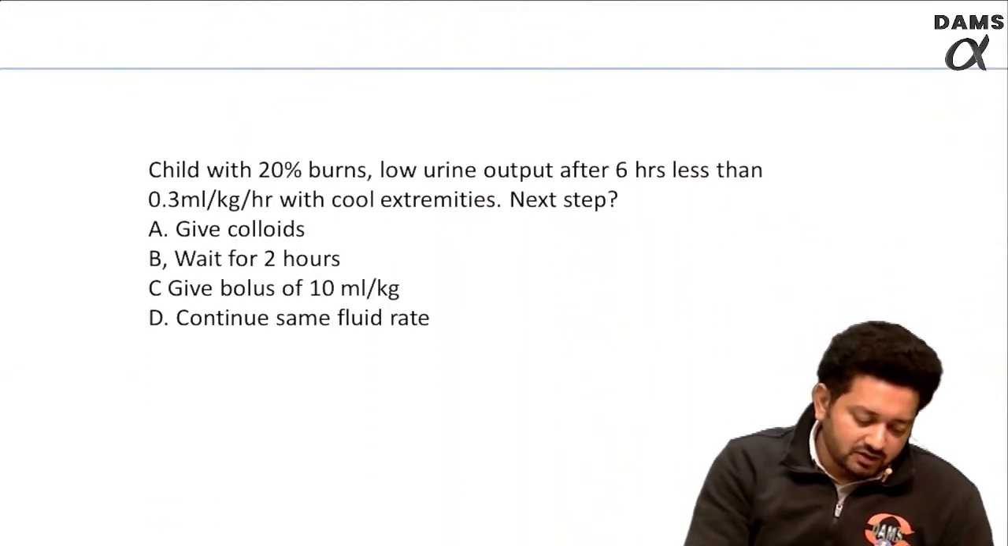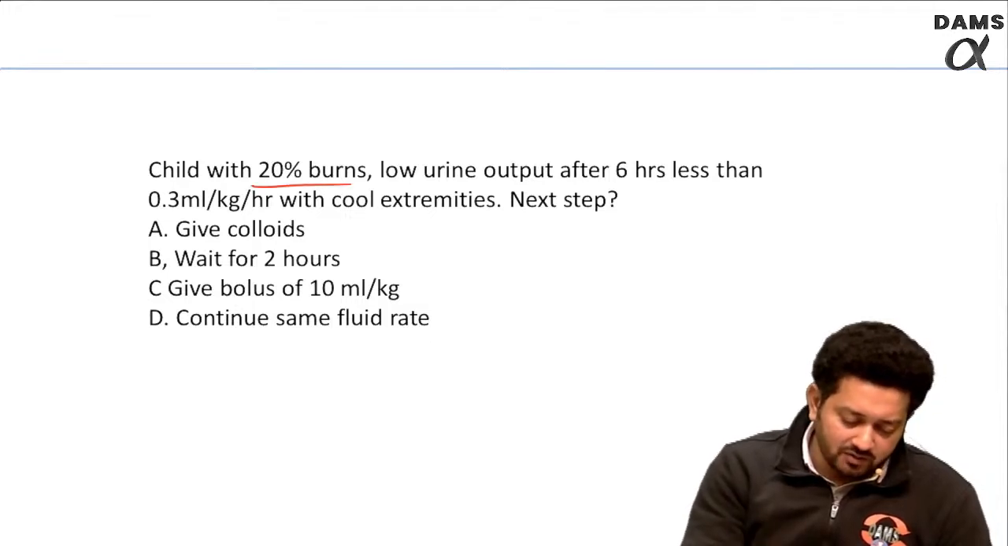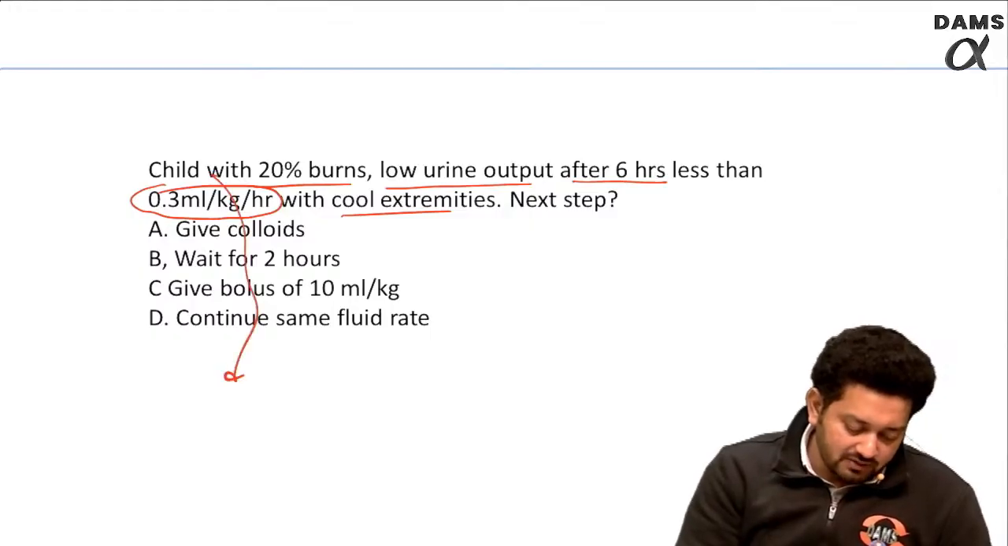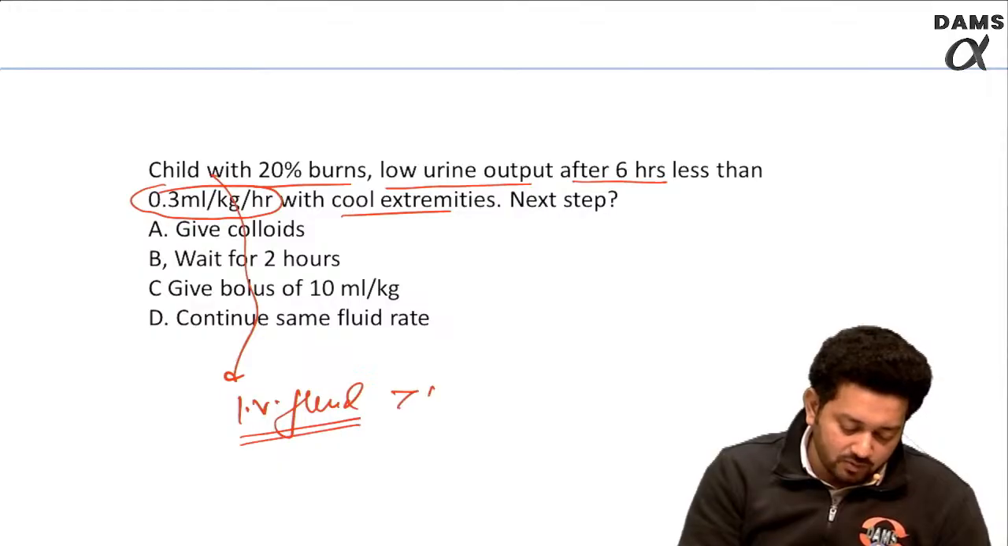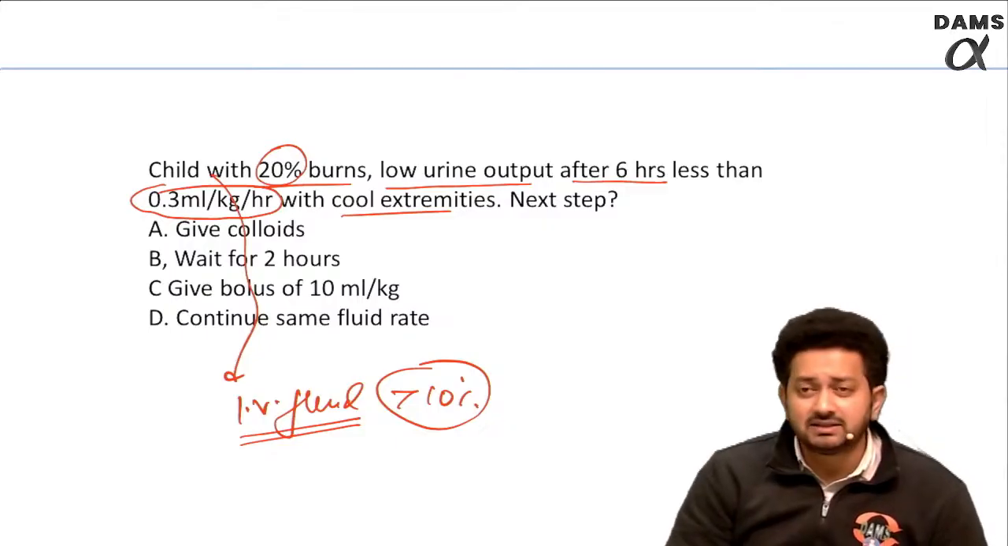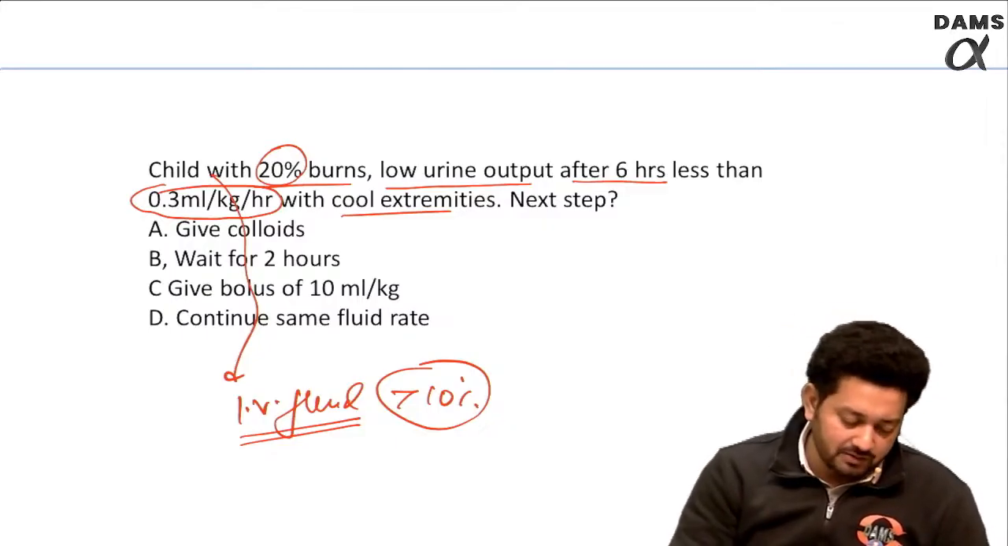Next, there was a question with a child with 20% or maybe 22% burn, low urine output after 6 hours, and the urine output is 0.3 ml per kg per hour with cool extremities. See, in kids, IV fluid is obviously required for more than 10% burn. Patient is having 20%, so this kid definitely needs IV fluid therapy.